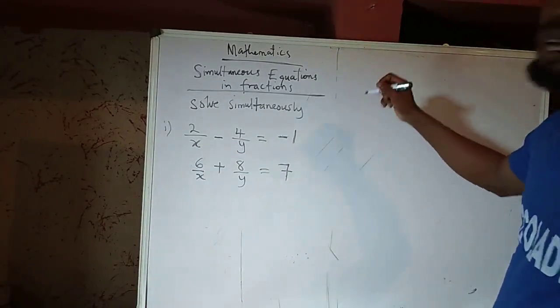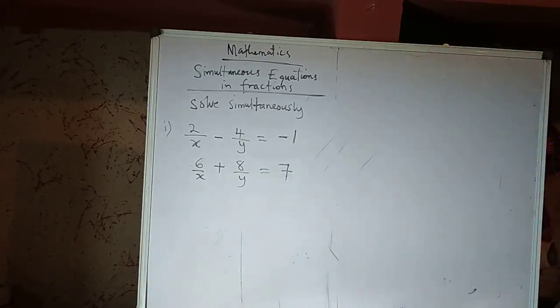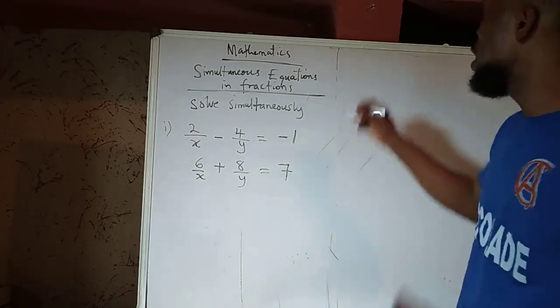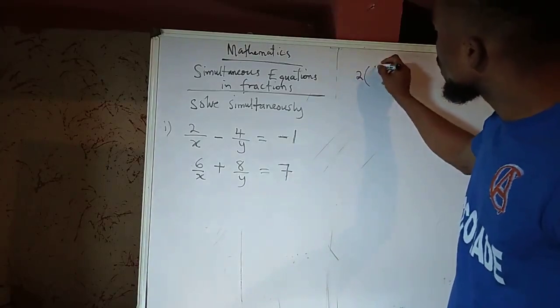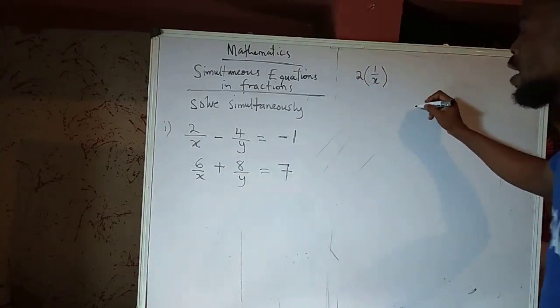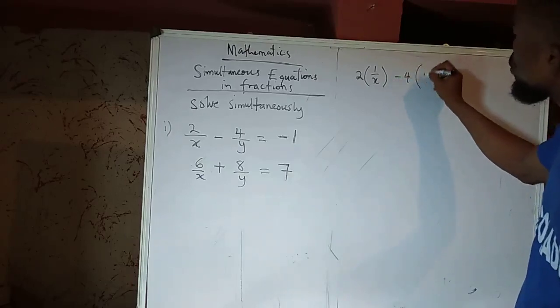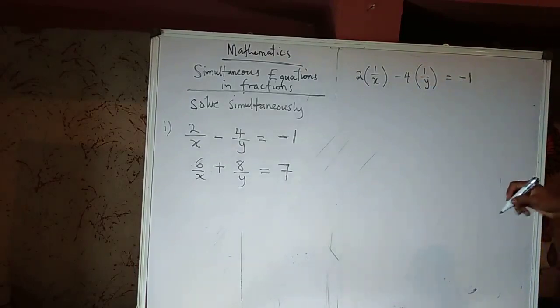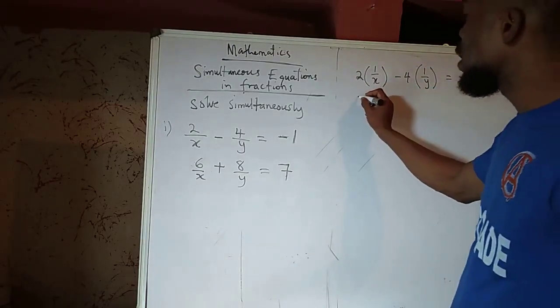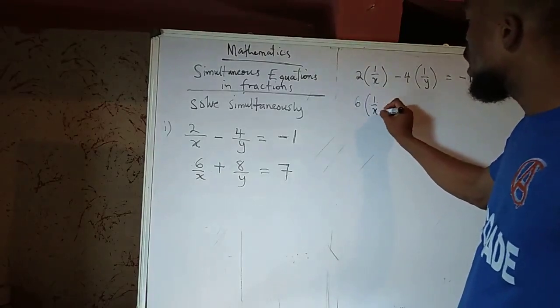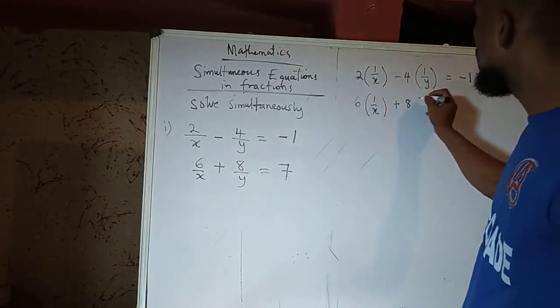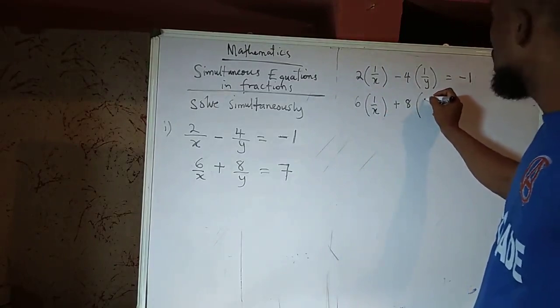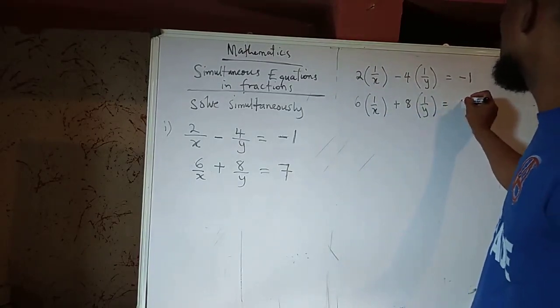See what we're going to do. The normal routine of taking LCM, multiplying through and all that will not really help us solve this problem. So what we do is, look at this. I'm going to write this as 2 into 1 over x, right? Are you with me? Minus 4 into 1 over y equals minus 1. Alright? And I'm also going to have 6 here into 1 over x plus 8 into 1 over y equals 7.